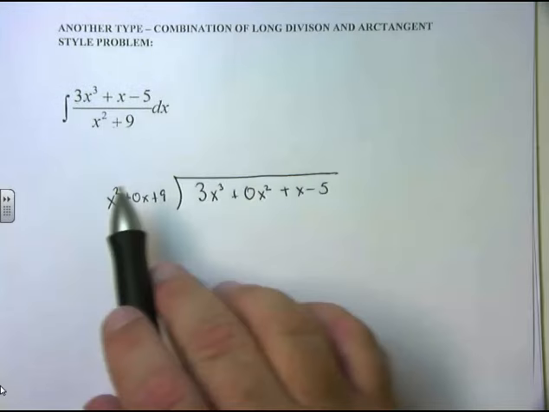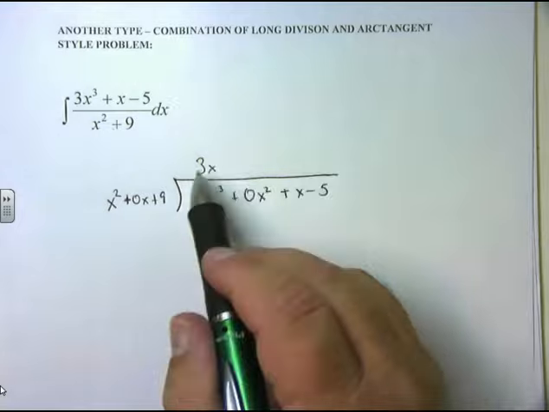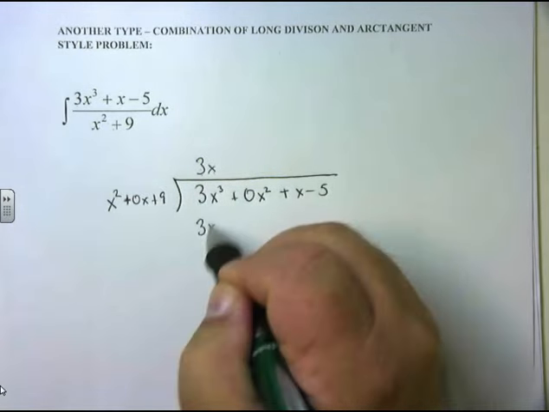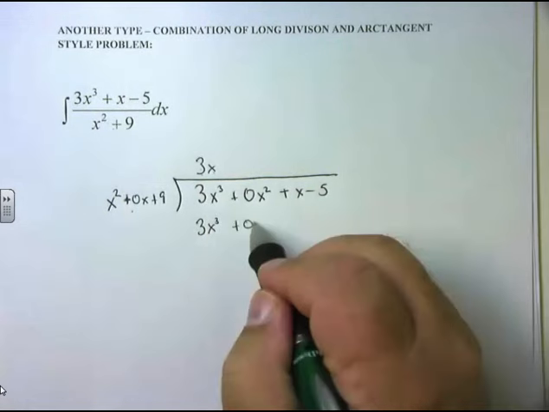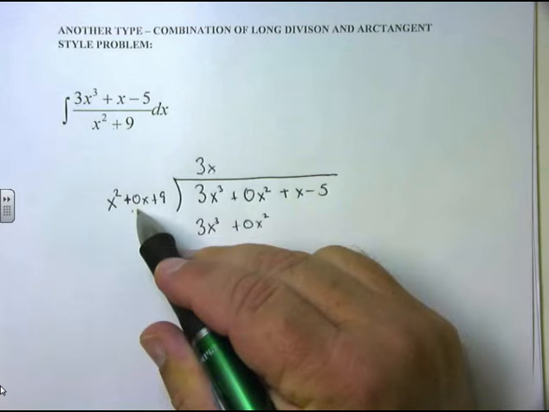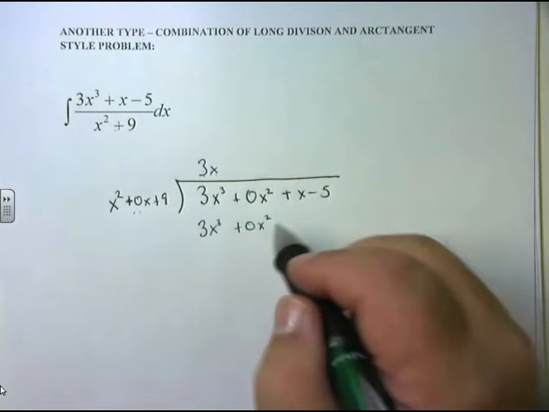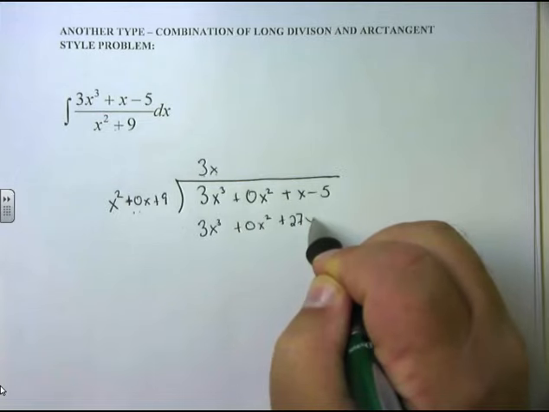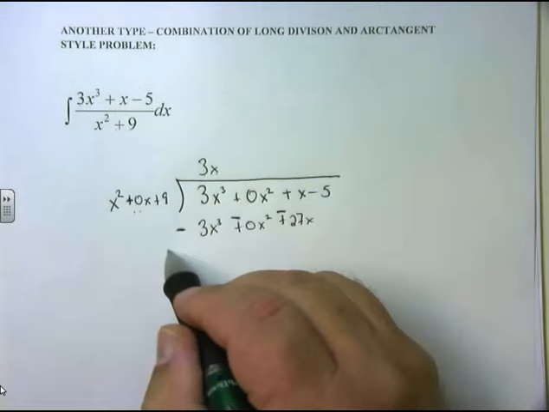Now, what times x squared is 3x cubed? You need a 3x. And then you distribute. 3x times x squared is 3x cubed. 3x times 0x is 0x squared. 3 times 0 is 0. x times x is x squared. Notice they're lining up here. And 3x times 9 is 27x. But it's long division. What do I do next? Subtract, which changes all my signs.